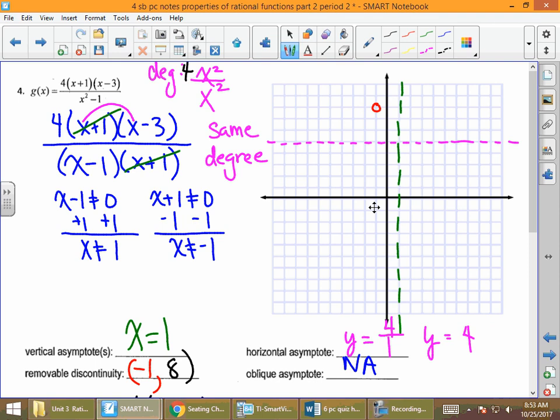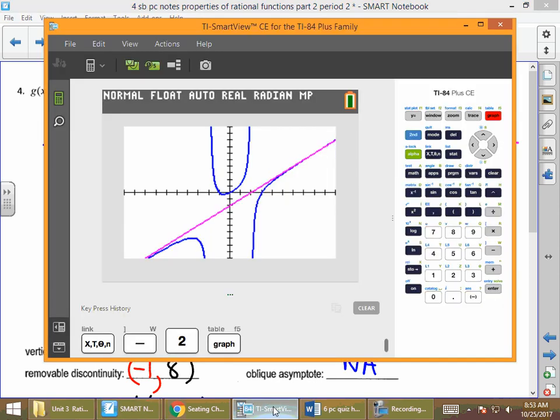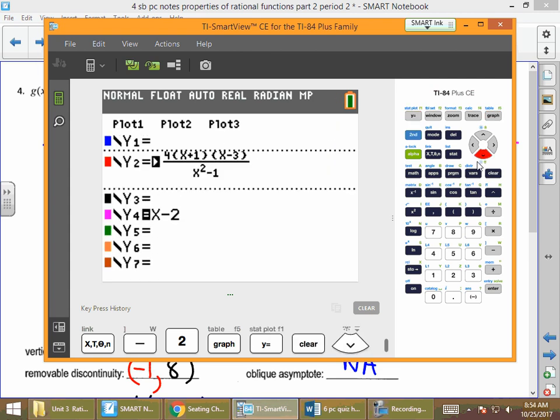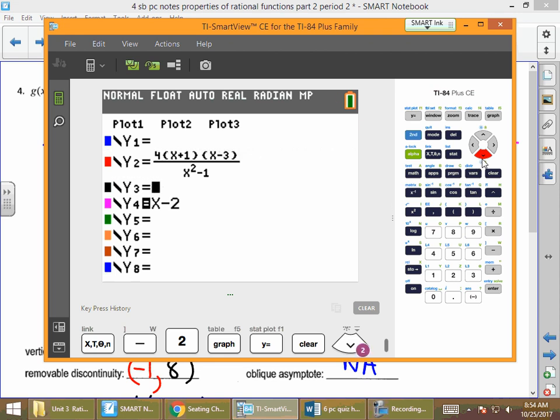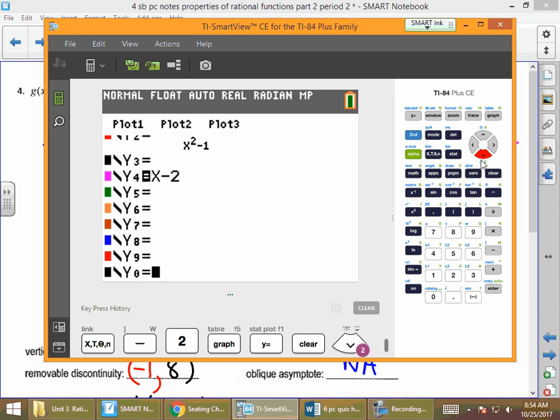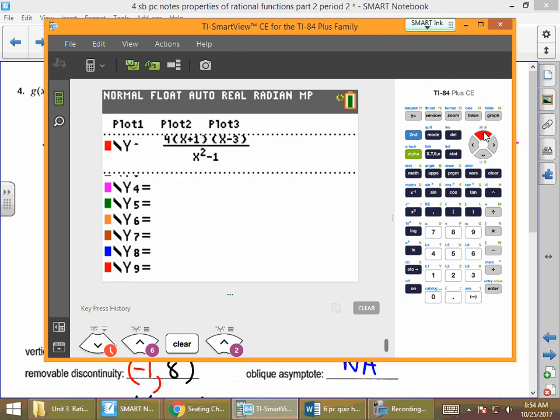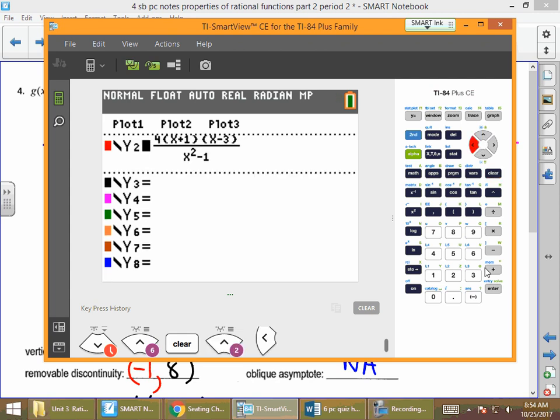And then lastly, we'll type it into our calculator. Figure out. Where now? Oh, darn it. Turn this one on.